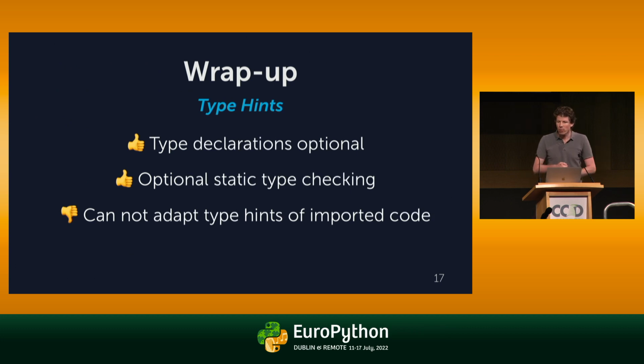So, as a wrap-up for type hints: type declarations are optional. That's really nice. So you don't have to, but you can. And when you do, you get optional static type checking. So before runtime, you get a warning when something is wrong. But you cannot adapt type hints of imported code. So if you make something that's compatible, well, you can't tell the other library that you made something that is compatible with them. So that's not so nice.